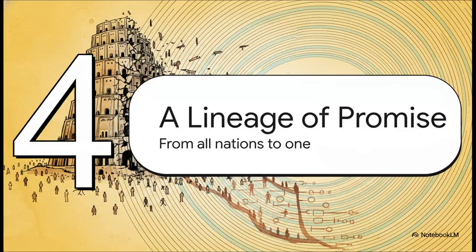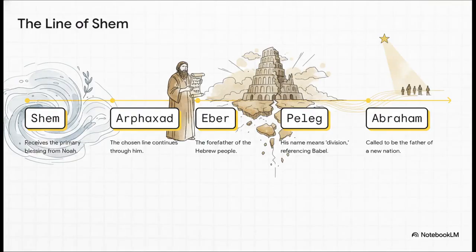populate the whole planet. So, after this huge, dramatic scattering at Babel, the story does something really interesting. It's like a movie director pulling the camera way back from this wide shot of 70 nations and then starting to zoom in, tighter and tighter and tighter, until it's focused on just one single family line, the descendants of Shem. The narrative then carefully traces this one line, from Shem down through people like Eber, remember the Hebrew guy.